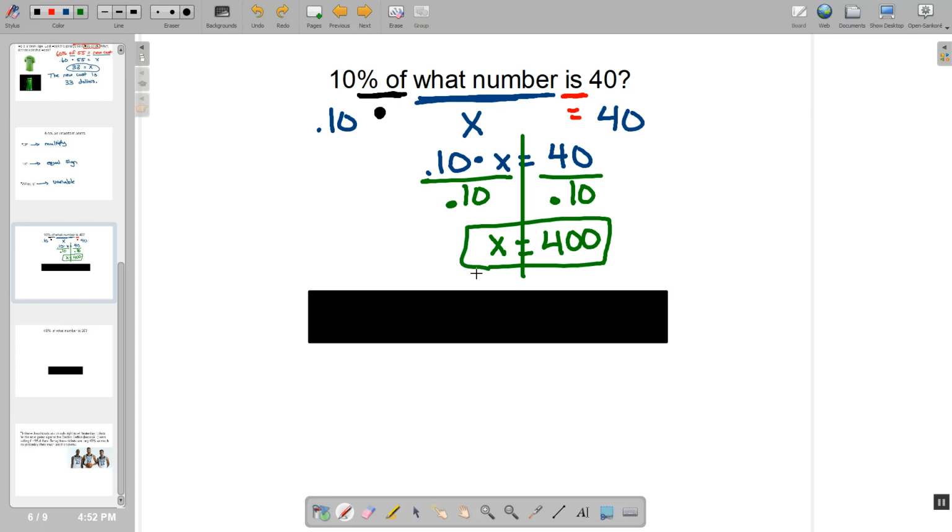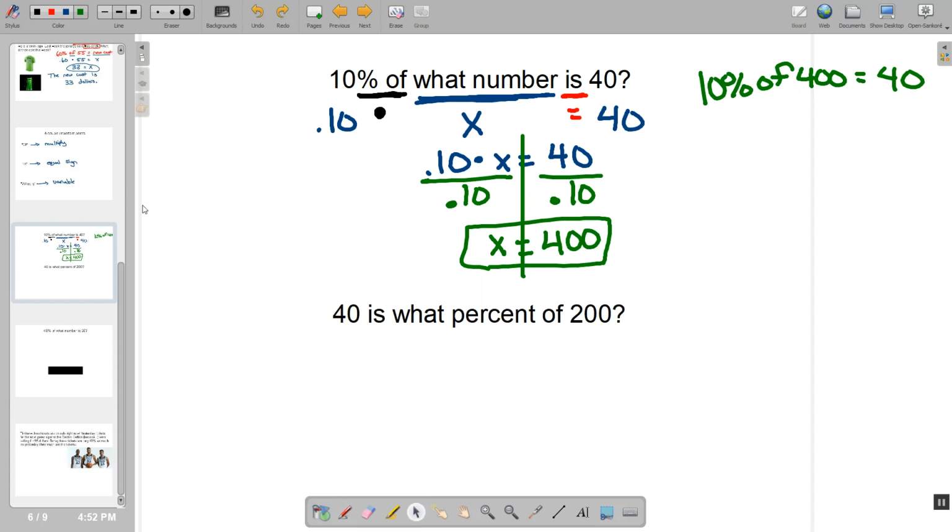The way I like to check these problems is I put it back into the original problem, wherever the "what number" is, and I ask myself if it makes sense. So 10% of 400 is equal to 40. And that makes sense because if we do 400 divided by 10, because that 10% is 1/10 of something, it should be equal to 40. So that looks like we've done the problem correctly.